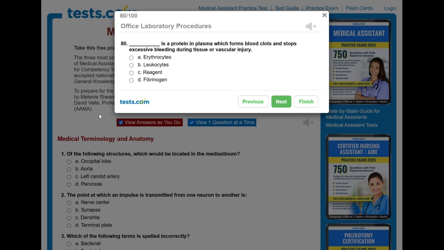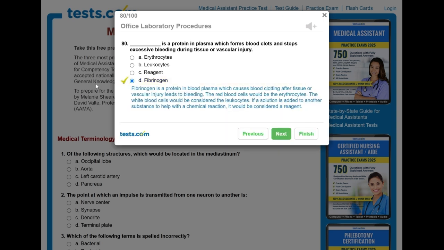Question 80. Blank is a protein in plasma which forms blood clots and stops excessive bleeding during tissue or vascular injury. A. Erythrocytes, B. Leukocytes, C. Reagent, D. Fibrinogen. D. Fibrinogen. Fibrinogen is a protein in blood plasma which causes blood clotting after tissue or vascular injury leads to bleeding. The red blood cells would be the erythrocytes. The white blood cells would be considered the leukocytes. If a solution is added to another substance to help with a chemical reaction, it would be considered a reagent.